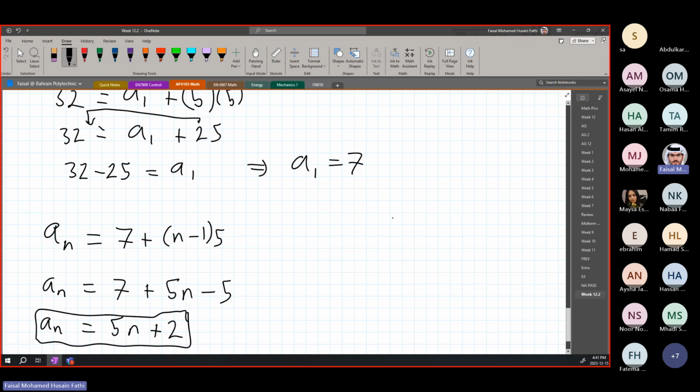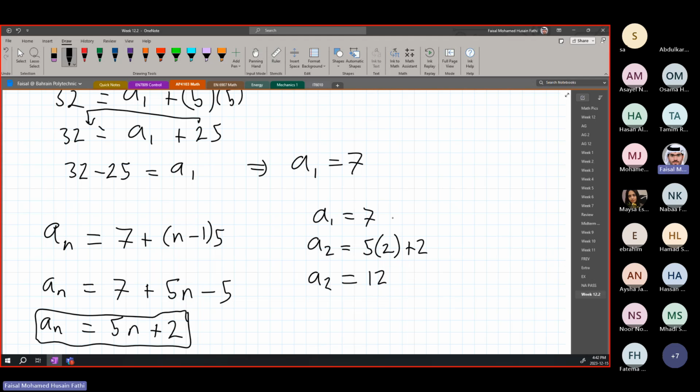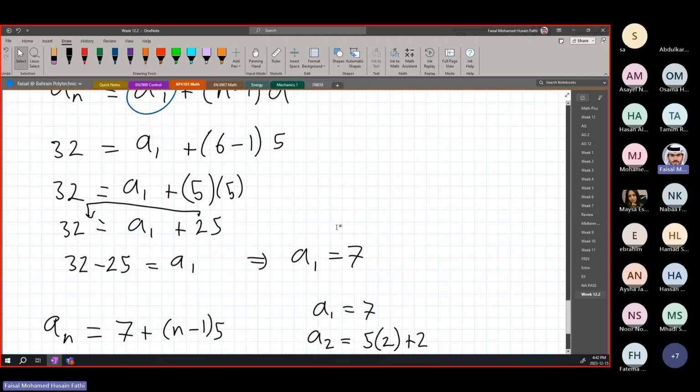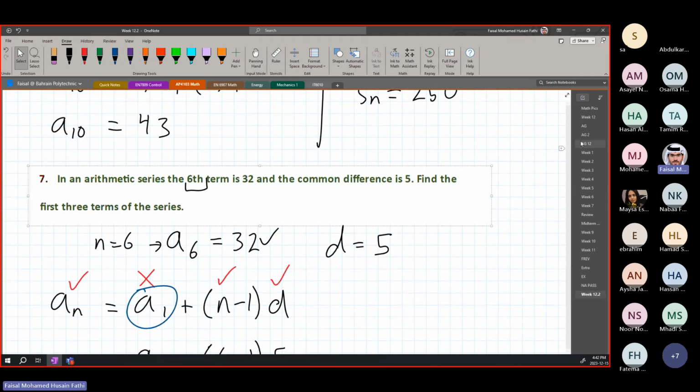We can solve for any term now. So they just wanted the first three terms. So A1 is 7, we know that. A2 is equal to 5 into 2 plus 2, which is equal to 12. And then we have A3, which is equal to 5 into 3 plus 2, which is equal to 15 plus 2, 17. And that's it. Clear? Easy?